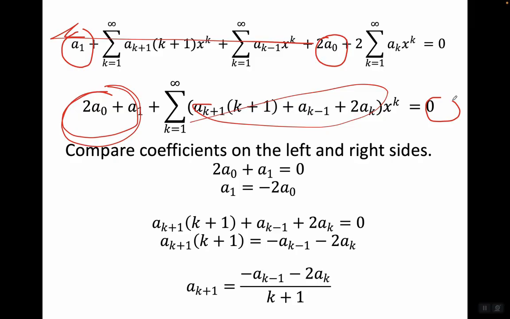Now, we compare coefficients on the left and right sides. There's no coefficient of x to the k on the right side, so the coefficient is 0, which means that this coefficient of x to the k must also be 0, because again, compare coefficients on the left and right sides. So we have a sub k plus 1 times k plus 1 plus a sub k minus 1 plus 2a sub k equals 0. In other words, a sub k plus 1 times k plus 1 equals negative a sub k minus 1 minus 2a sub k. Divide both sides by k plus 1, and we end up with a sub k plus 1 equals negative a sub k minus 1 minus 2a sub k all over k plus 1.